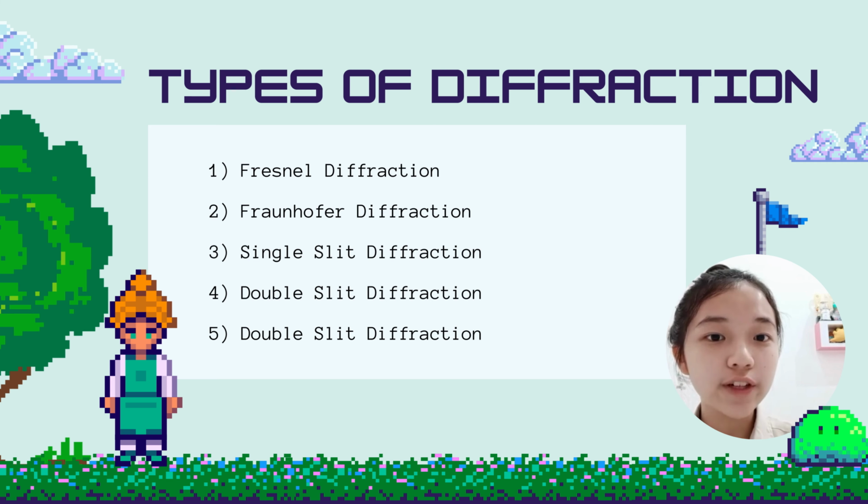Second, there is Fraunhofer diffraction. It is different from Fresnel diffraction since this diffraction places the wave source, slit, and screen far from each other. The diffraction pattern will always have a constant intensity and a resulting flat wave.